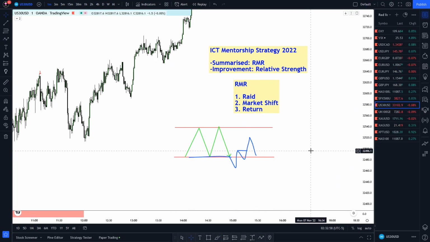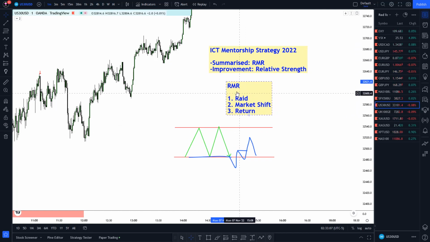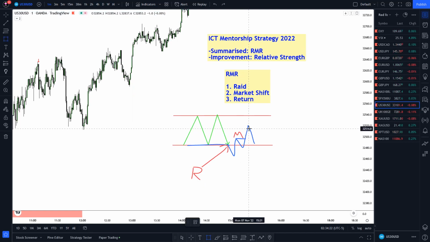If you've seen any of my previous videos, you know that the way we delineate this strategy is by calling it the RMR pattern, which breaks it into three simple and separate steps that make it very easy to spot. Like we said, the very first leg down here, as price reached this area of liquidity, would be called the raid. As price broke structure and became short-term bullish, this would be the market shift. And finally, as we wait for price to retrace for our entry, this is what we call the return area. Once price reaches that return area, that's where we can place our buy.